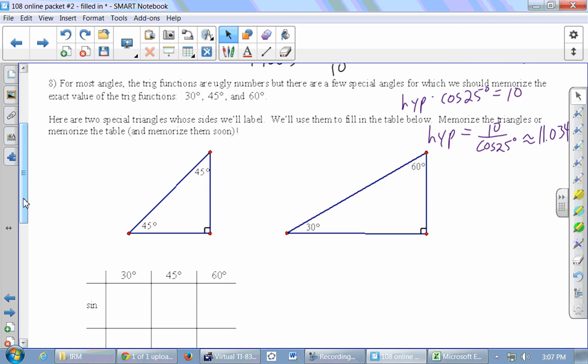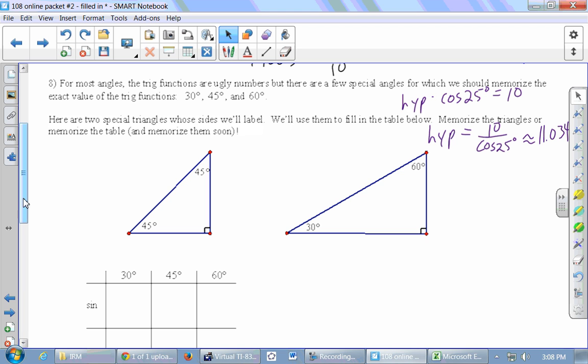Number 8. For most angles, the trig functions are ugly numbers, but there are a few special angles for which we should memorize the exact value of the trig functions: 30 degrees, 45 degrees, and 60 degrees. Here are two special triangles whose sides we'll label. We'll use them to fill in the table below. Memorize the triangles, or memorize the table and memorize them soon.